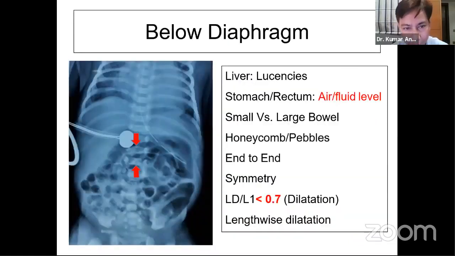So once we approach the X-ray, most of the time our chest X-ray would also include most of the abdomen. So we also look below the diaphragm. Once we are looking at the area below the diaphragm, we look for the lucency of the liver. The liver should be dense, it should look like the heart density, not the bone density. But if you find a lot of lucency over the liver, that means the possibility of an air leak in the abdomen would be present.